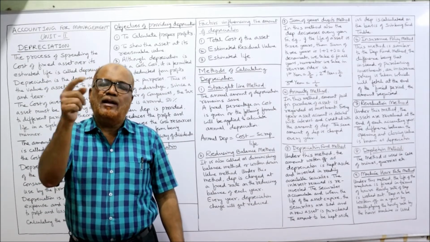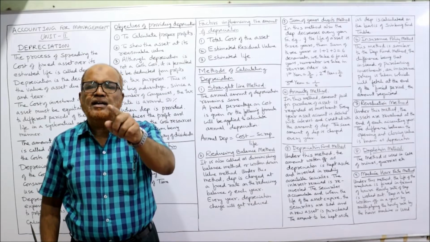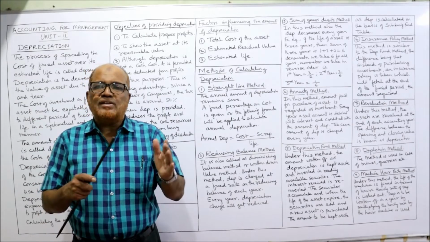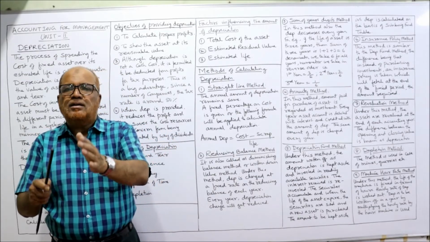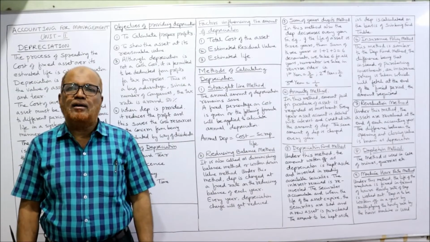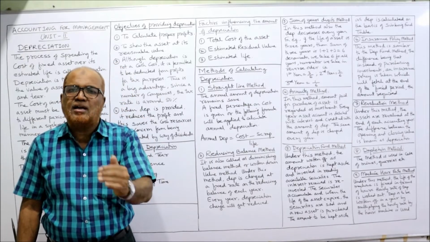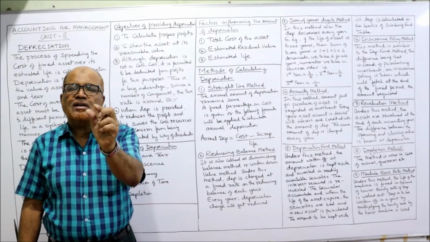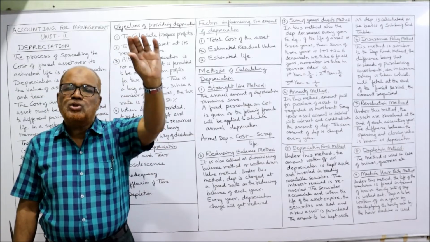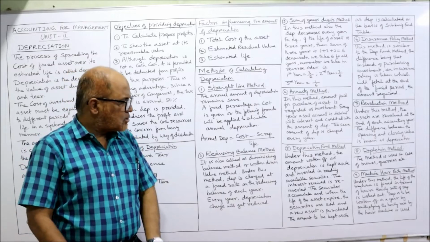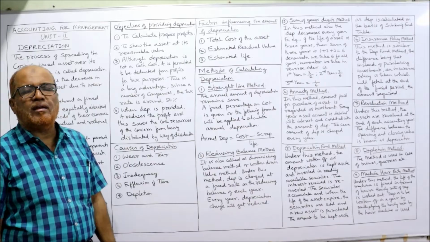Now 81,000 into 10%, 8,100. The depreciation for the third year is 8,100. So first year depreciation 10,000, second year 9,000, third year 8,100. Like this it diminishes. Every year depreciation will decrease because a fixed percentage is calculated on the written down value. Written down value means original cost minus depreciation. So this is called reducing balance. So two methods I have explained, straight line and reducing balance.